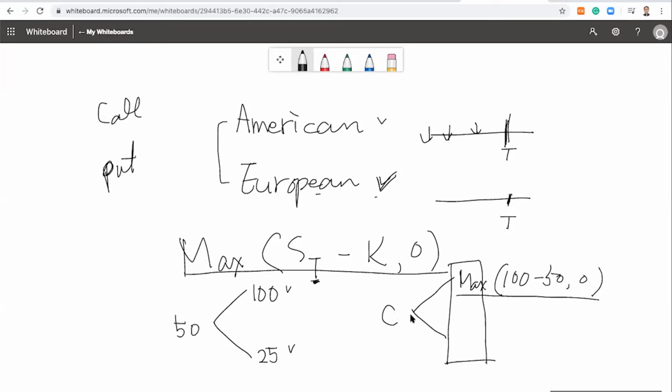And then the payoff of the downstate is basically using the same formula. So max, and the S_T in this case is 25 because it's in the downstate. So it's max(25 minus 50, 0). And as you can see, this is a negative number. So basically, C turns out to be 0 here.